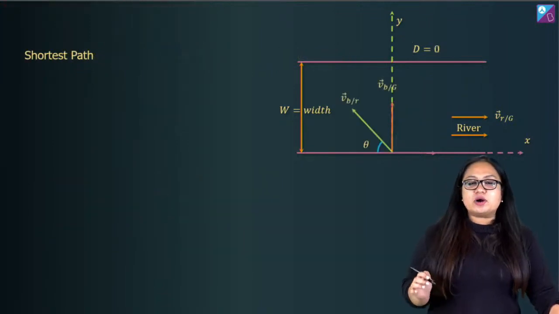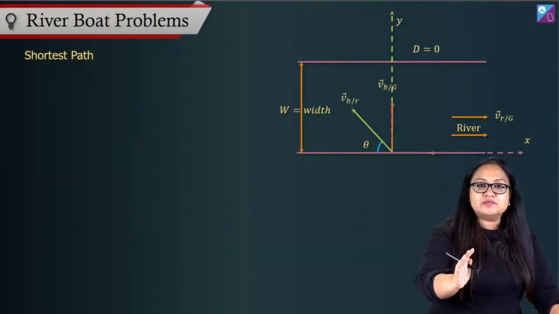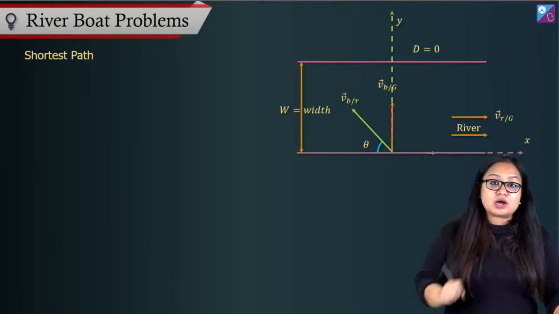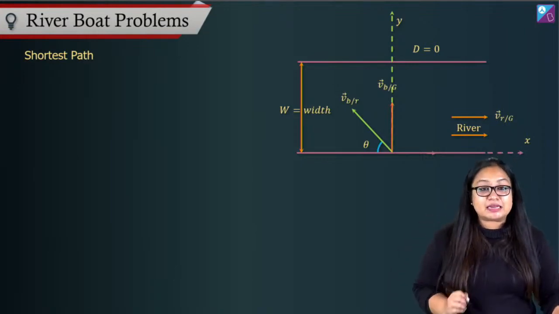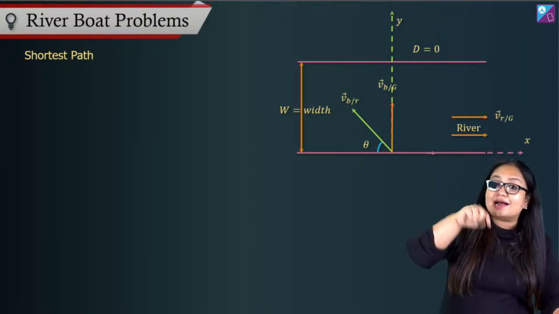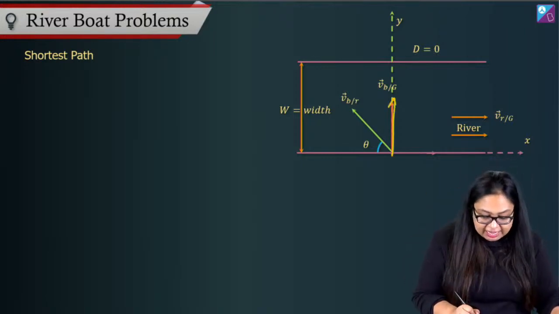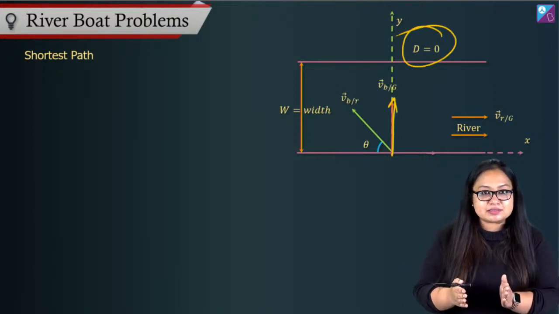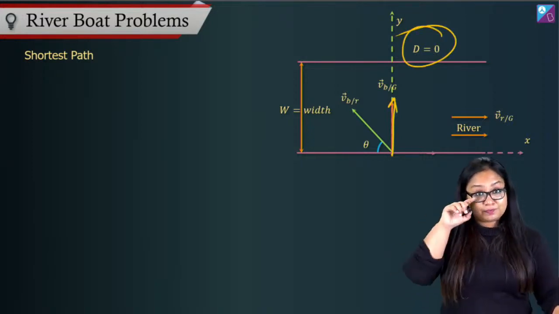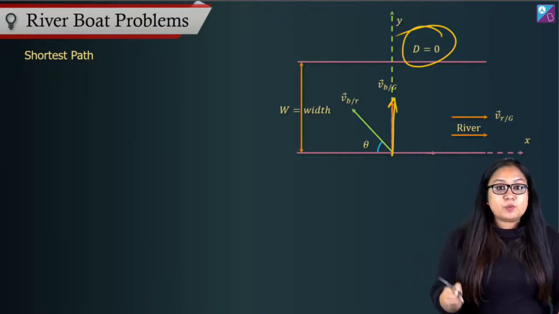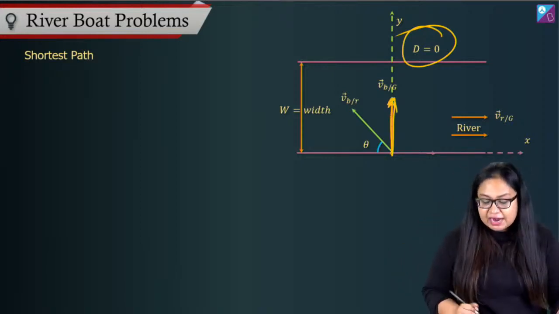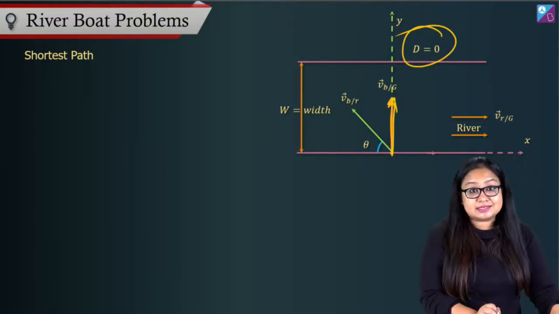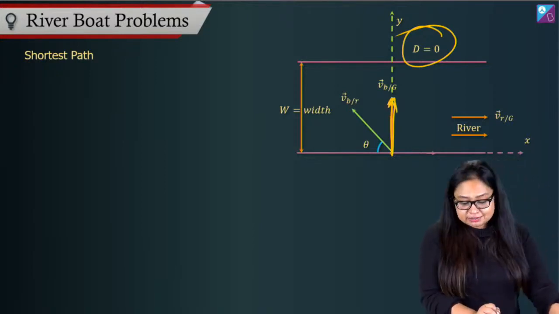What if somebody wants to cross the river with the shortest possible path? What happens then? If you want to cross the river with the shortest possible path, matlab you want the resultant velocity to be along the y-axis only, so that drift becomes 0, right? Shortest possible path means drift is equal to 0. So if you want the resultant velocity along the y direction only, that means Vx should become 0, right?